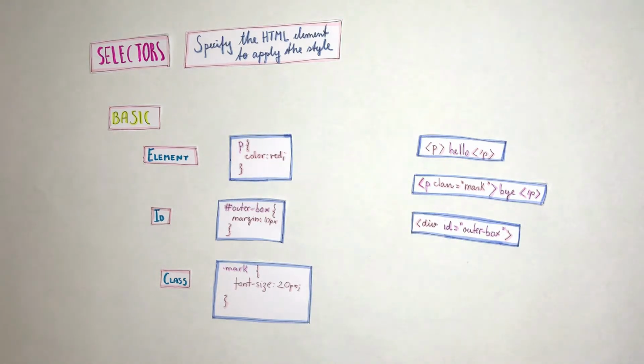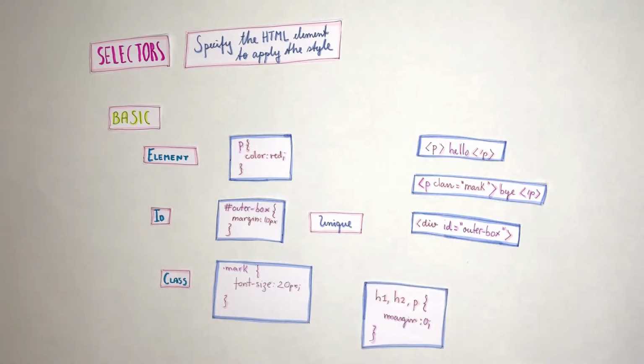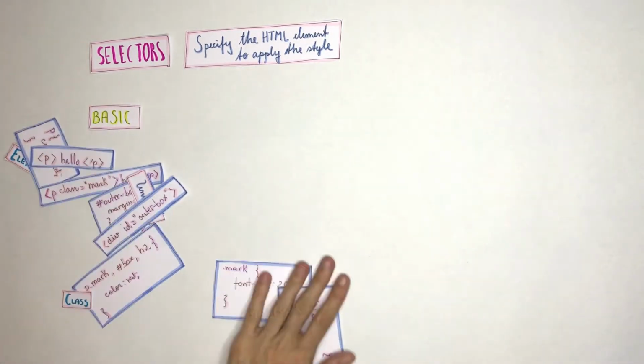You might be asking what's the point of having classes and IDs. Well, IDs are meant to be unique, meaning only one element with a specific ID per page, while classes are meant to be applied to many elements, to as many elements as we want to have a specific style defined by a class. Make sense? If we want to apply the same style to a set of elements, we can group them together. We do it by separating them with commas. And this is all for basic selectors.